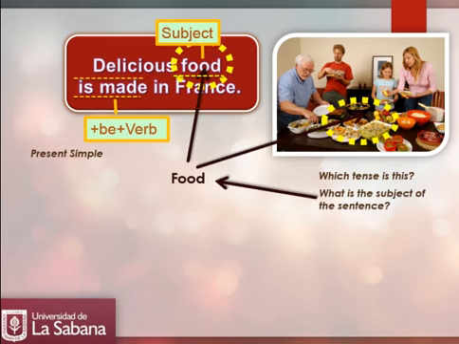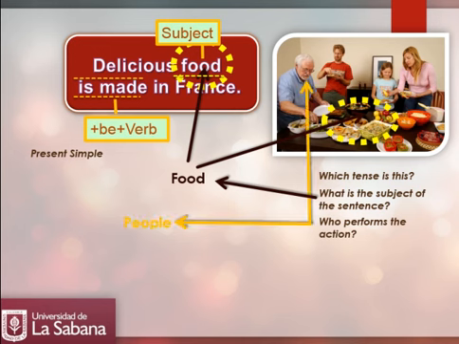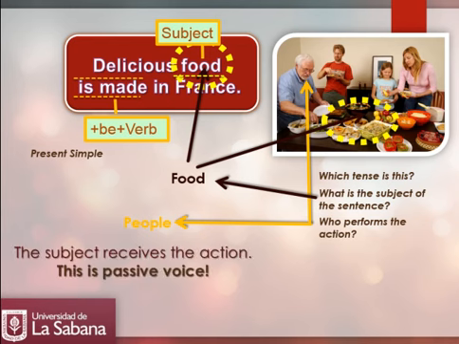Now the subject of the sentence is food. But who performs the action? Who makes food? It is still people. So here the subject of the sentence, food, does not perform the action. It is not active. It receives the action because people perform the action. And this is the passive voice.